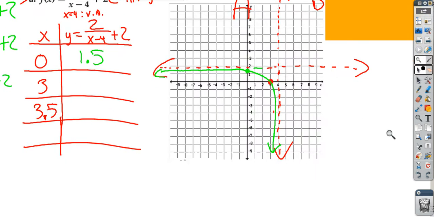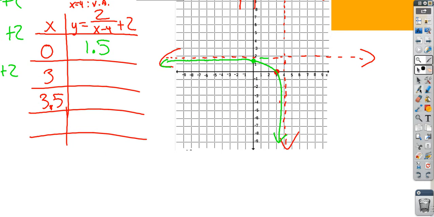Okay, let's just get 2 points on the other side of 4. And why not just pick 5 and pick 6? Actually, we plugged in 3 and we got 0 here. We didn't really need to do 3.5, but I'll just show you real quick. When you do that, 3.5 minus 4 is negative 0.5. That's going to be negative 4 plus 2, which is negative 2.